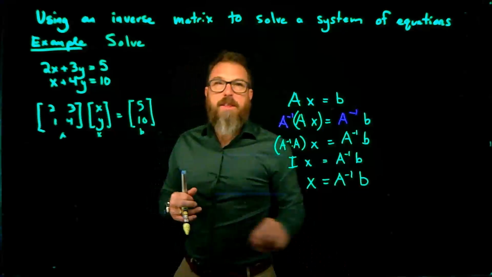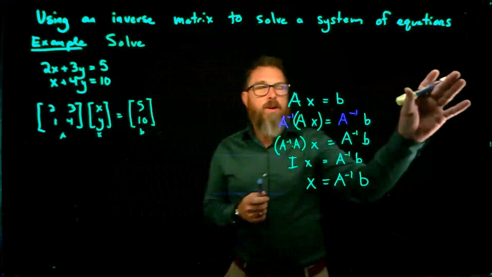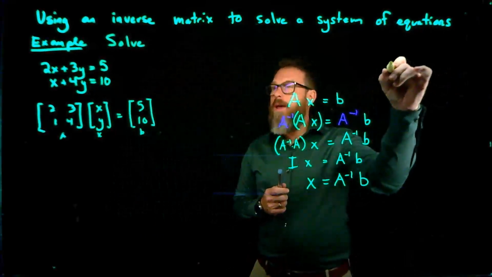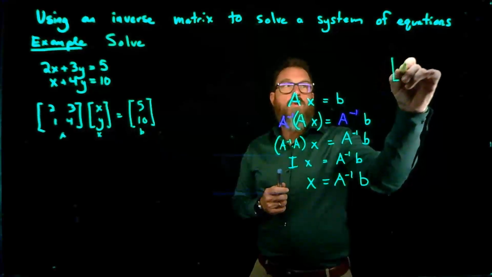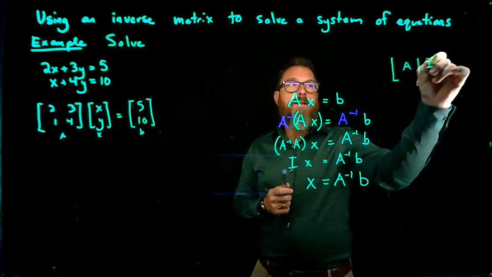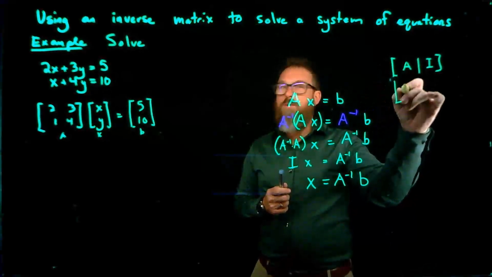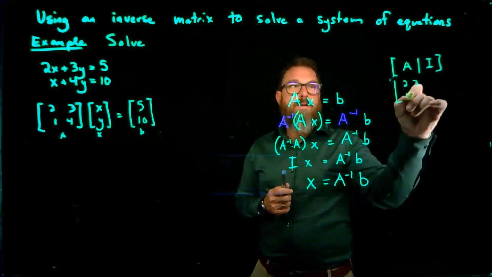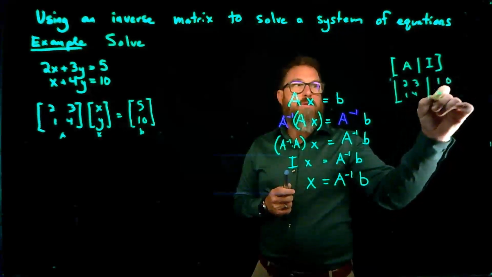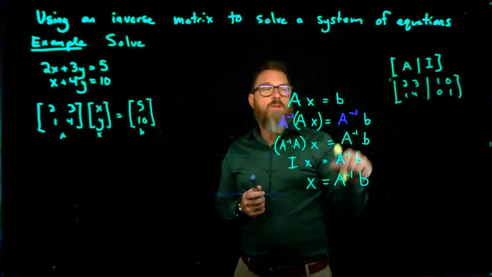If I want to find the inverse of A, let's do it over here. We know A is going to be equal to this. We do it this way: we take A and combine it with I, and then we'll row reduce that. So this is A, which is 2, 3, 1, 4, and I is 1, 0, 0, 1. And I'm going to row reduce this to get to the identity.